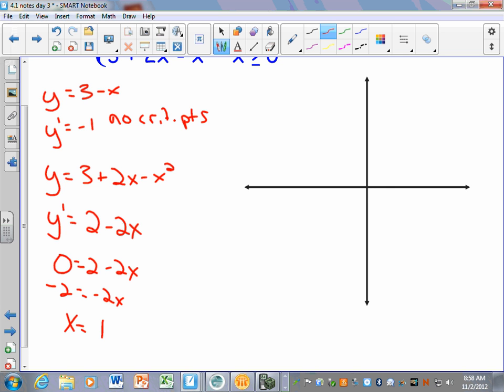X equals 1, yes, we agree with that? Is this undefined anywhere? So what shape is this going to be? A parabola. A parabola's not undefined. And so again, think about whether your answer makes sense.